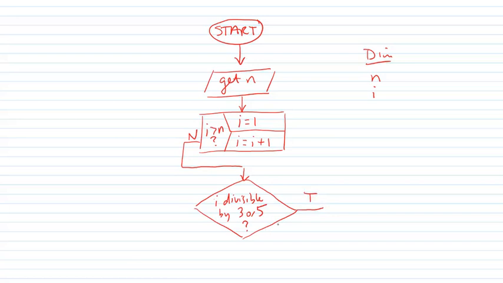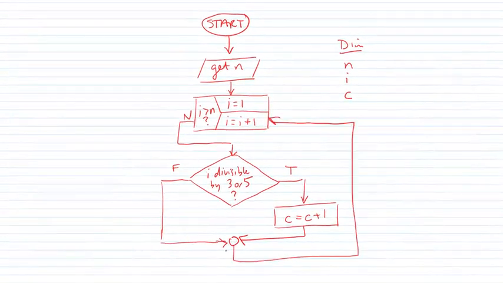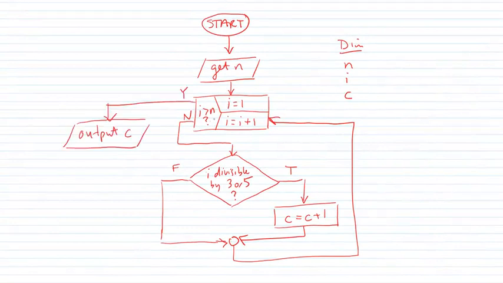Is I divisible by 3 or 5? If that's true, then I'm going to increment my counting variable, which we also have to dim, by 1. So that's the number of items that are divisible by 3 or 5. If that's false, then we don't do anything. We loop back to increment I by 1, and then once we've exceeded that index n, the limit, we output C and we end. The way that we're going to determine if I is divisible by 3 or 5 is using the Mod function.